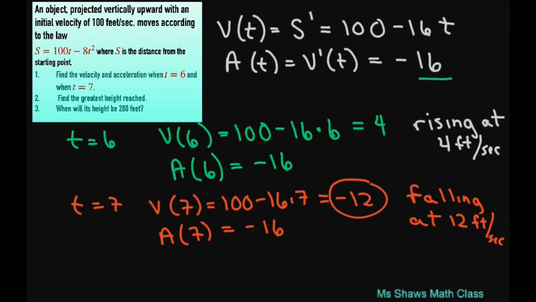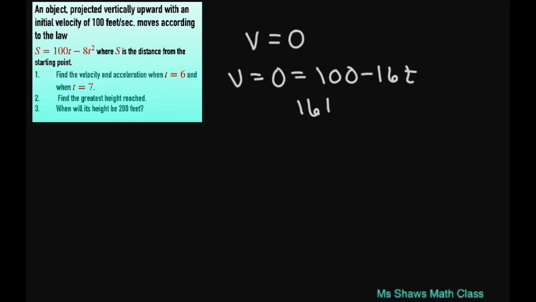All right, now let's find the greatest height. So that means the greatest height is the highest point in the motion. So that's where your velocity equals 0. So your velocity is 0 where we have 100 minus 16t. So solving for t, you're going to get 16t equals 100. Divide by 16, and you're going to get t equals 6.25.